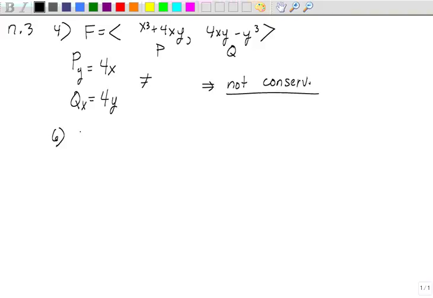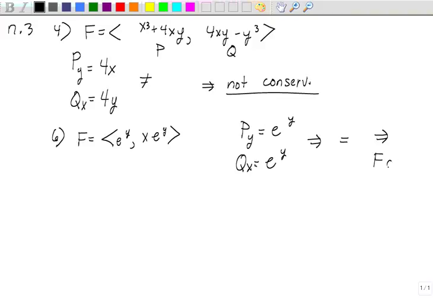Number 6. Okay, P and Q are both continuous. P with respect to y is e to the y. Q with respect to x is e to the y. They're equal, so F is conservative. The domain of F is reals cross reals. X can be anything, Y can be anything, and there's no restrictions on X or Y.